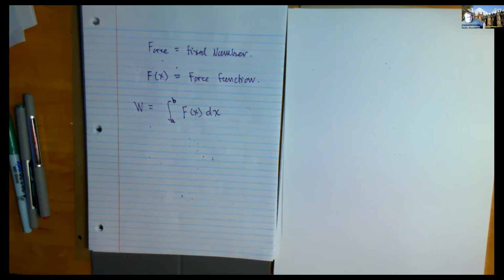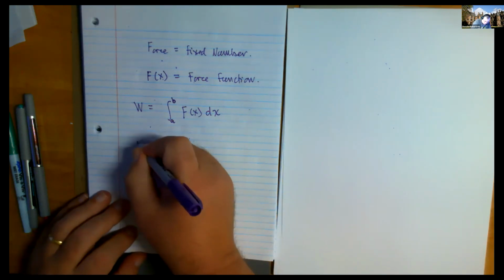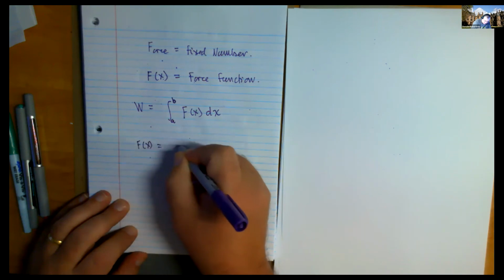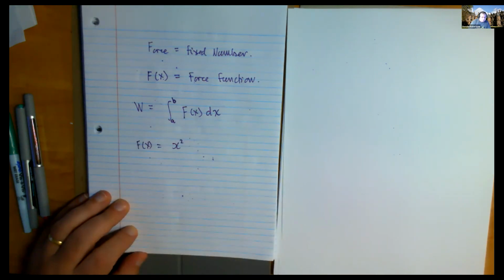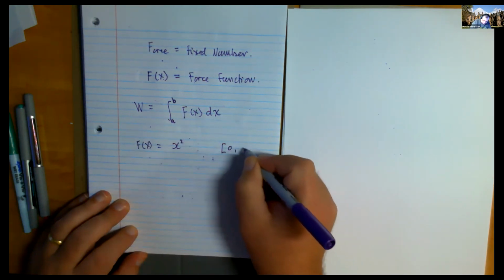That is remarkably simple, isn't it? All you need to do is find out at every given position x on that object being moved from where it is to where it's going to end up. If you can tell me what the force is at every position x, then integrating that force function will be the work that you'll have done. So imagine I have an object and the force function is x squared, and I'm moving it from 0 to 4.